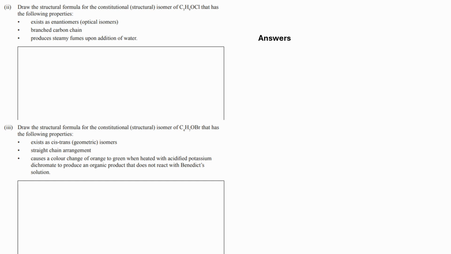Structural formula for the constitutional structural isomers of C5H9OCl that has the following properties. Okay, so they just want us to draw the molecule that has those atoms in it and has the following properties.